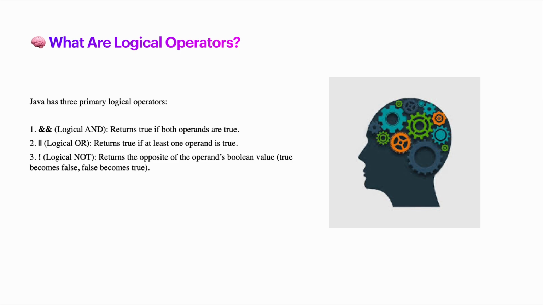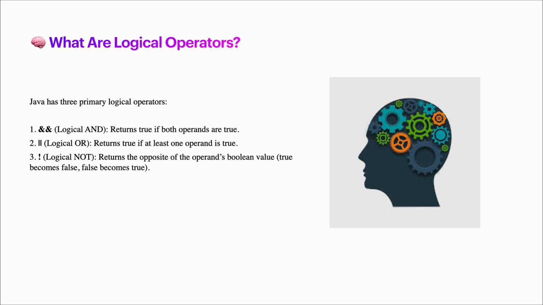Well, using the AND operators, we see that the AND operators contain two signs, and these signs are known as the ampersand. Okay, so we have two ampersand signs, and what does this stand for? It says it returns true if both operands are true.